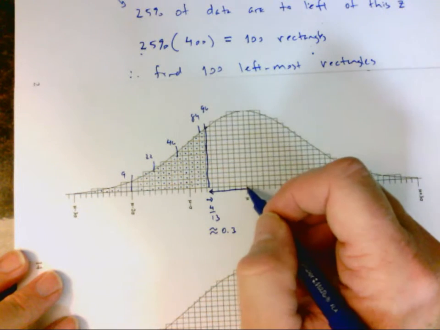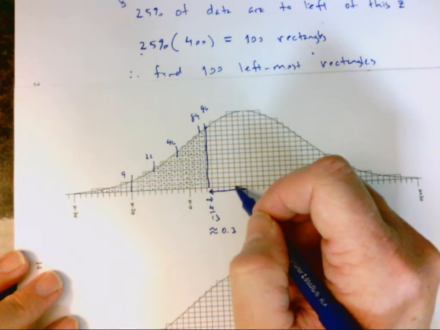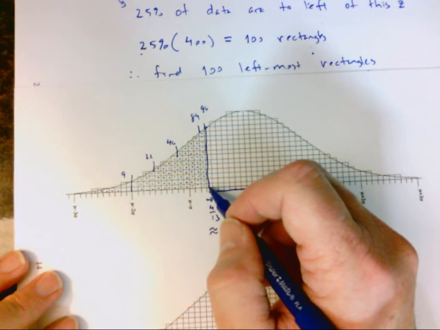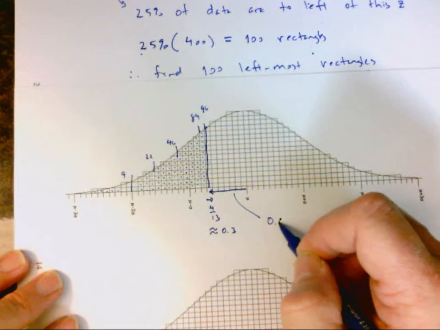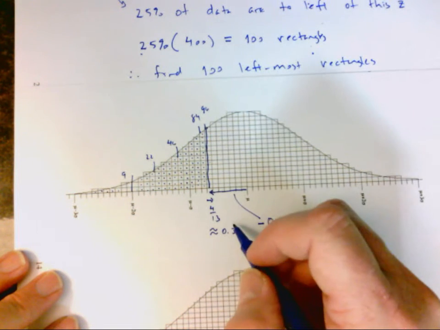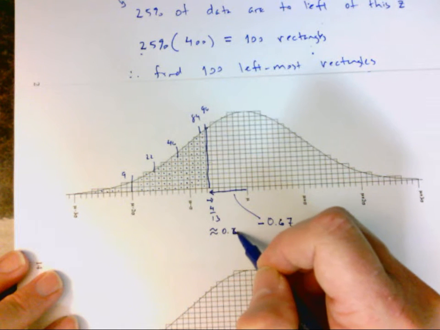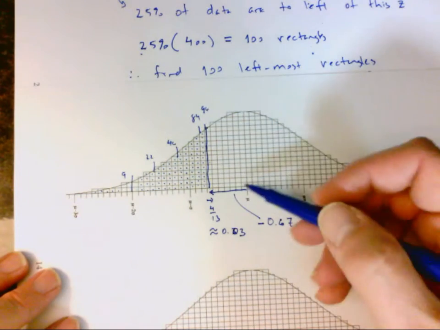So I would come down 1, this is 0.1, 0.2, 0.3, 0.4, 0.5, 0.67. So that would be 0.67. And it's negative because we're coming down. And I guess since this is 0.3 of a tenth, I really should have said that was 0.03. So that's a reasonable approximation of the z-score.